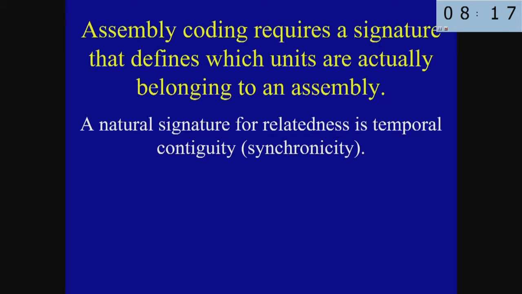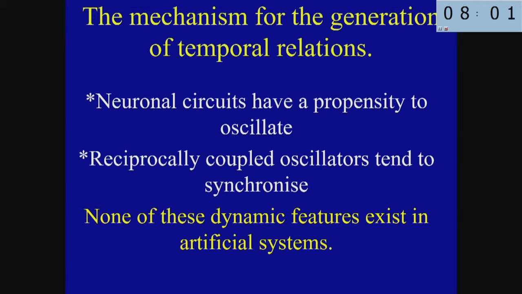So we need a signature that relates the responses that code coherently for a particular object, a cognitive object. A natural signature is, of course, temporal synchronicity, because things that occur simultaneously with all likelihood belong together, and if one follows the other, they may be causally related, and if they're completely uncorrelated, there seems to be no relation. So this mechanism is used by brains.